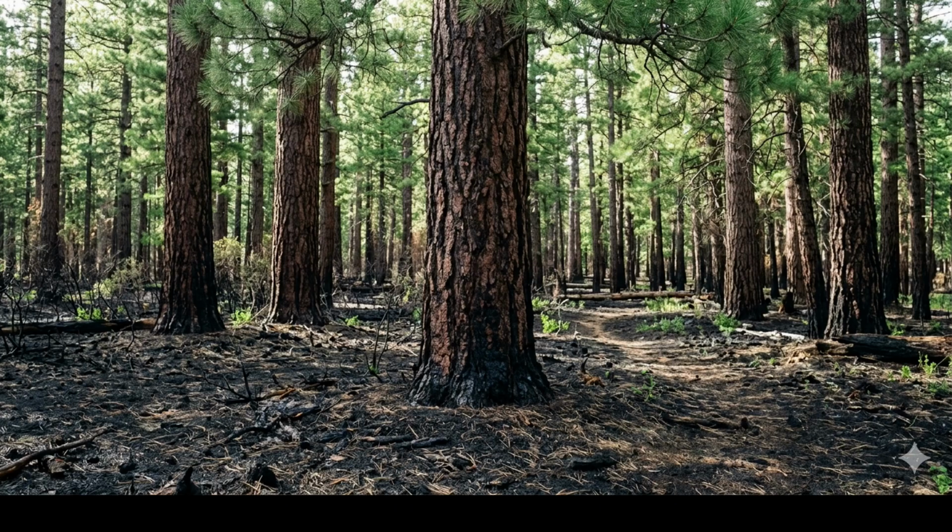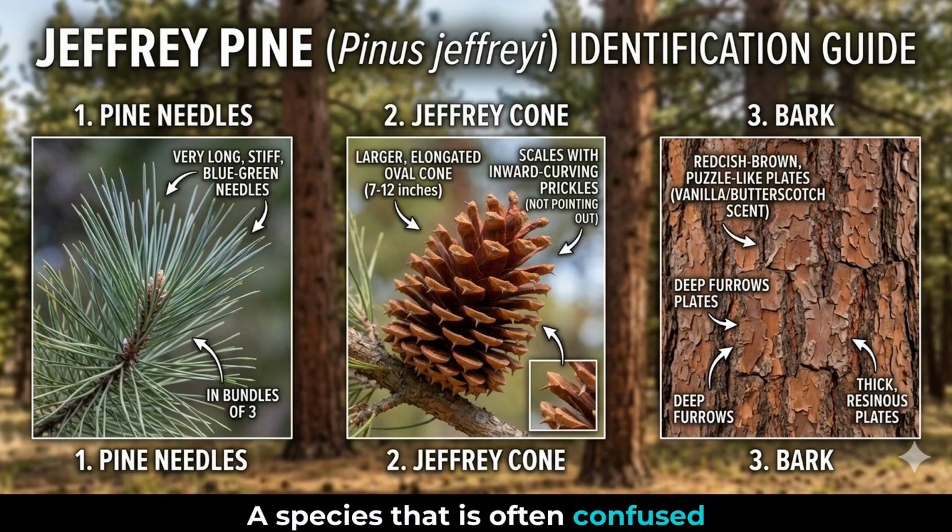A species that is often confused with ponderosa pine is Jeffrey pine. At a glance, they look very similar. Both have 3 needles per bundle and similar oval form, so it's common to mix them up. The easiest way to tell them apart is by the cones.